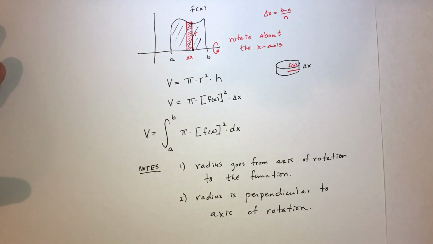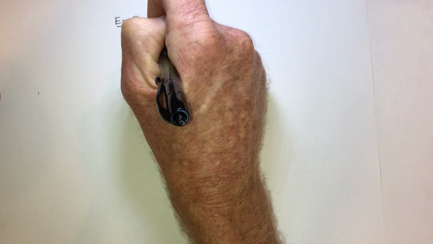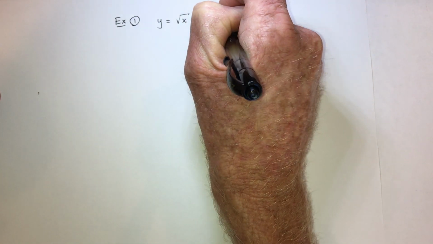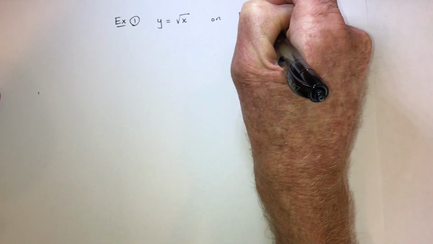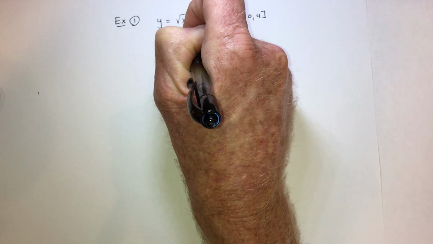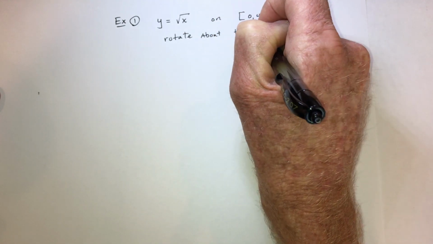Okay, then we're ready to do an example. So this is example number 1. Suppose you have the function, the square root of x, on the interval from 0 to 4, and then rotate about the x-axis.